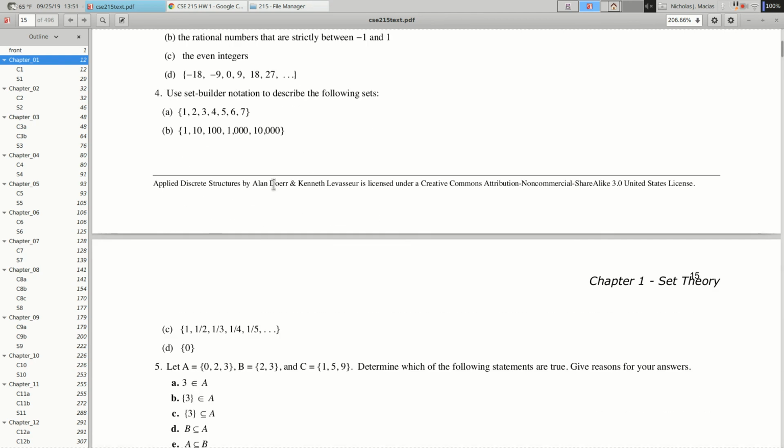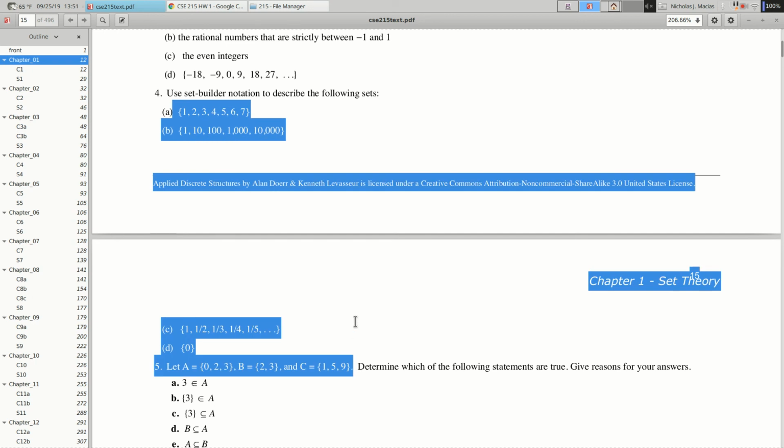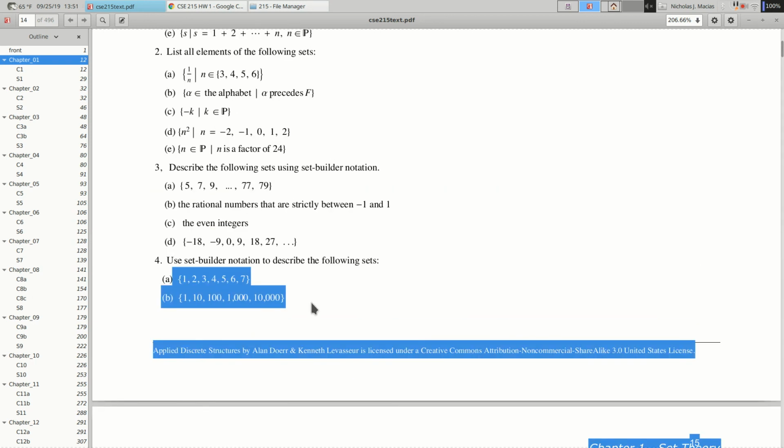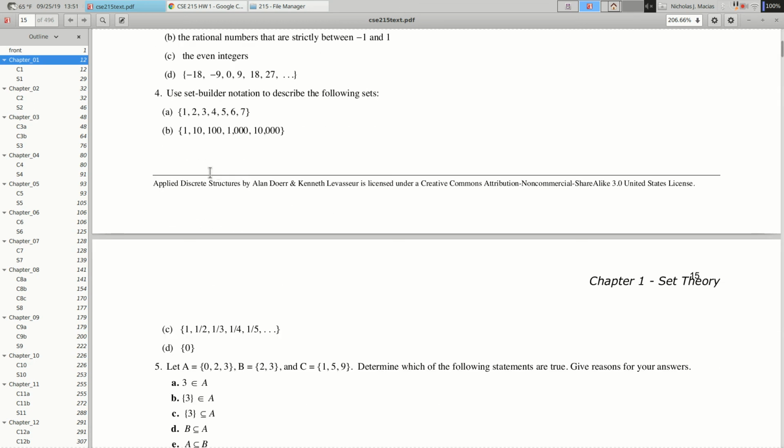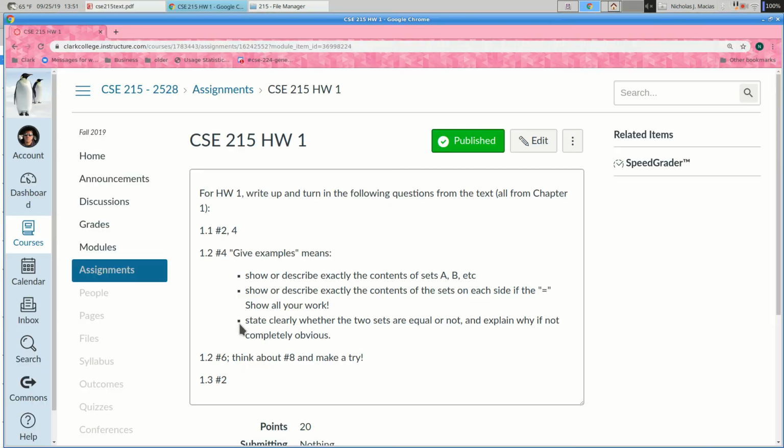All right, number 4, use set builder notation to describe the following sets. So here they're giving you a series of sets, and for each one of those they want you to write something like this: the set of all x such that, the set of all q contained in here such that. Right, so here you're given a set builder notation, list the elements. Here, question 4, they're listing the elements and they want you to describe it with set builder notation. So that's working with those definitions.